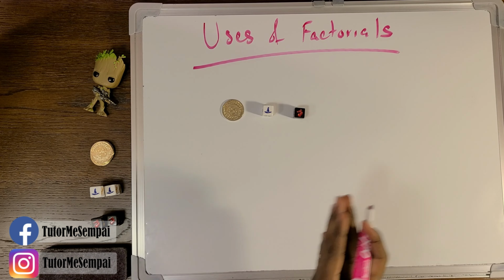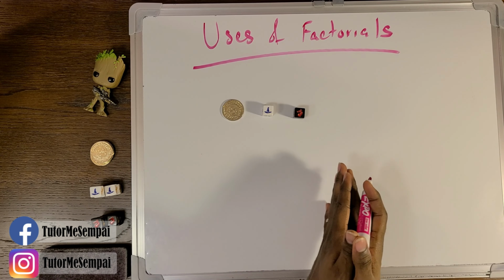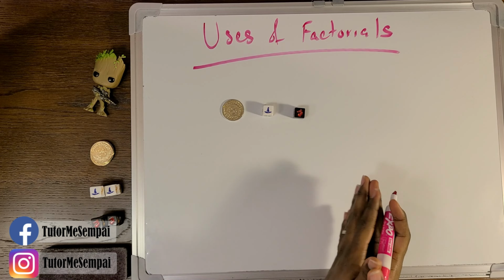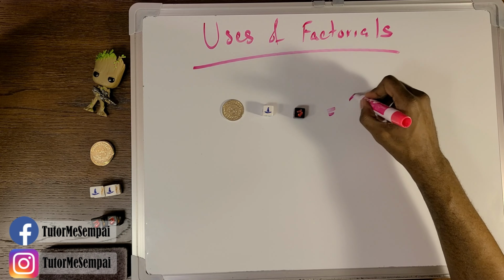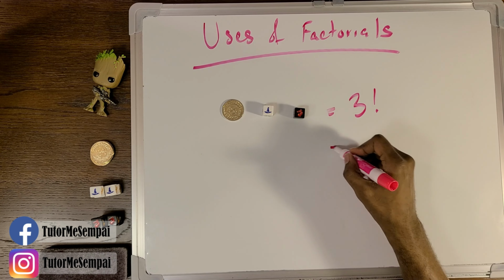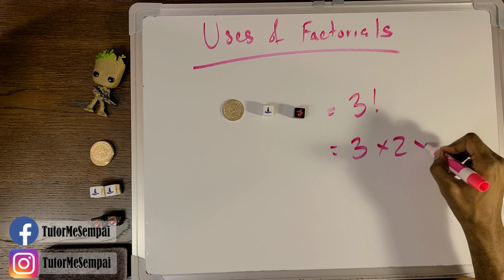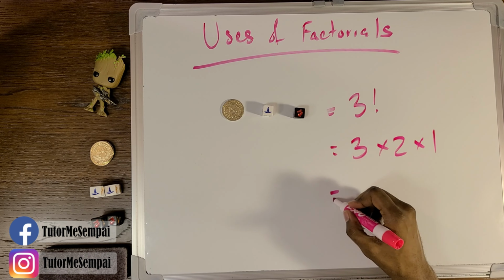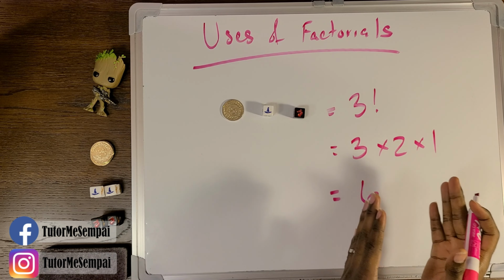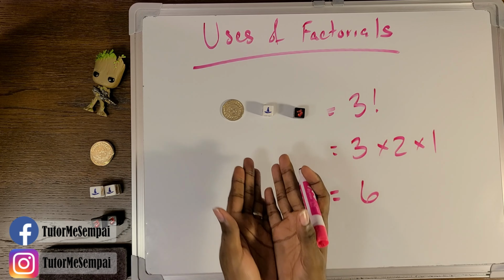So let's say we have one more object. Instead of having just 2 objects, we have 3 objects, and we want to know how many different ways we can arrange these 3 objects. Well, once again, you're going to be doing the amount of objects you have, factorial. And we know that that is going to be 3 times 2 times 1. And what's 3 times 2 times 1? Well, this is 6. So this means that we have 6 possible ways we can arrange 3 objects.